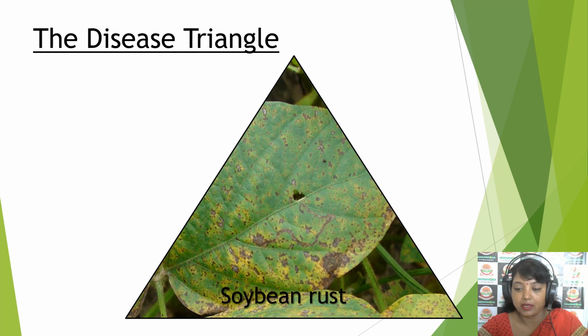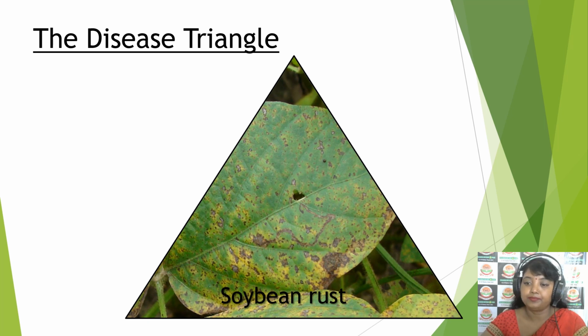If the soybean plant was not present at that time, only the pathogen and the favorable environment were there and the plant was lacking, then the soybean rust won't occur. Similarly, when the pathogen is lacking and only the plant and the environment are there, then also the disease won't occur. And likewise, when the environment is lacking and only the plant and pathogen are there, then also the disease won't occur. So the disease triangle is very important.